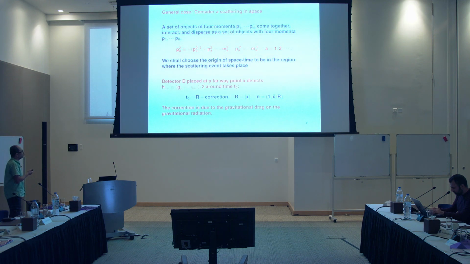So, what we will do is we will choose the origin of space time to be in the region where the scattering event takes place. So, a set of objects come together, scatter and then go out. So, the scattering event is localized in space as well as in time, and we will choose the origin of space time somewhere in that region, where exactly it will not matter.